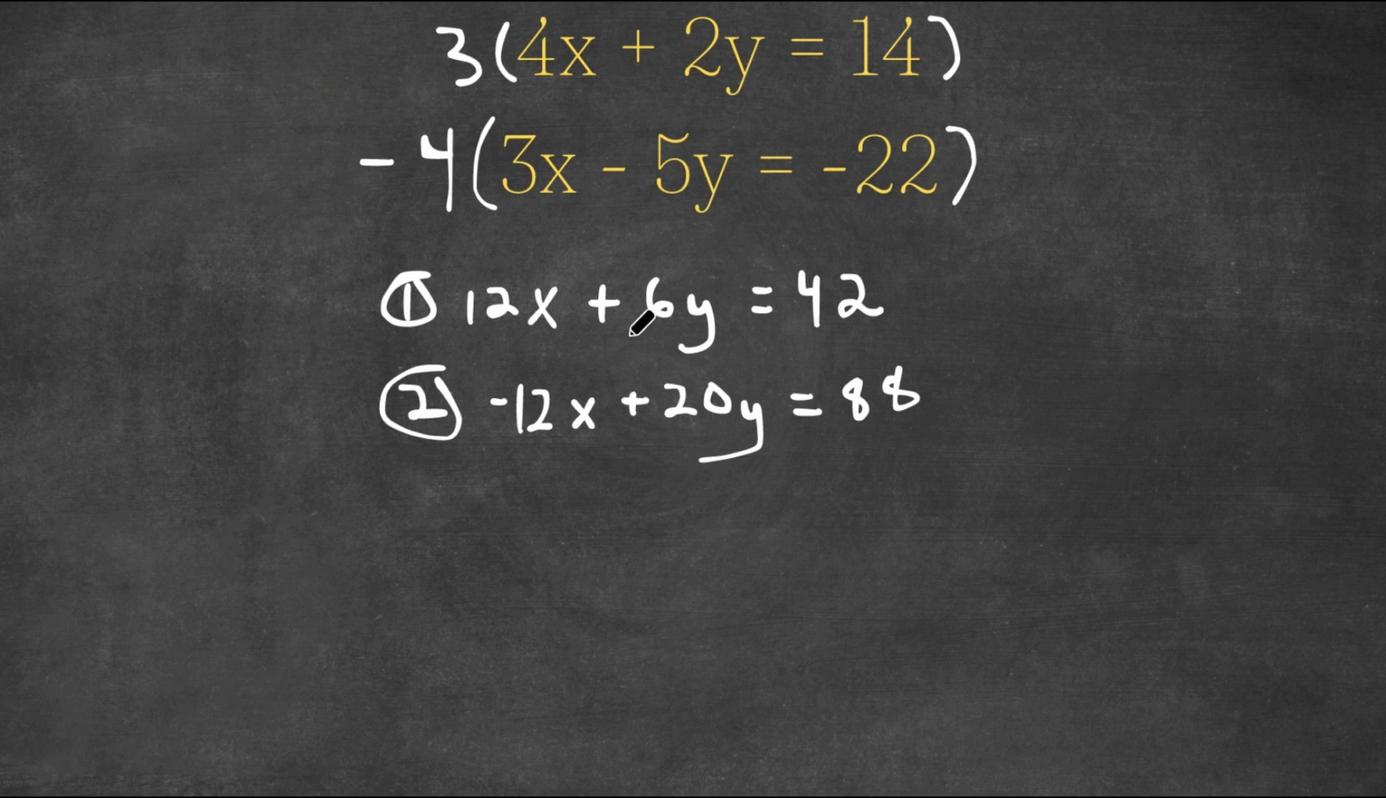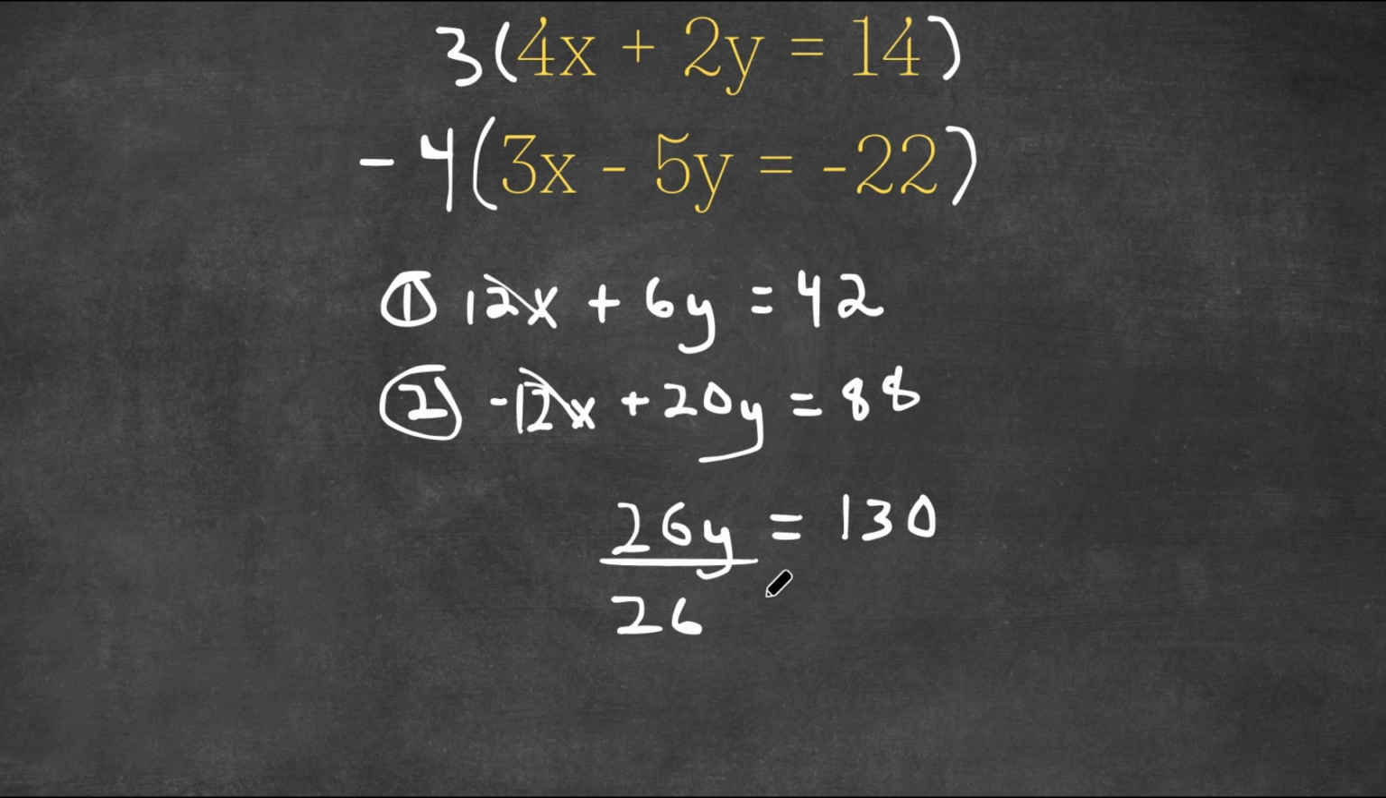Now I did that because when we add these two equations, these two terms will simply cancel out because they're opposites. 12 and negative 12 are opposites, so when you add them, they equal 0. Now 6y plus 20y is 26y, and this is equal to 88 plus 42, which is 130. Now if I divide both sides by 26, I get y is equal to 5.